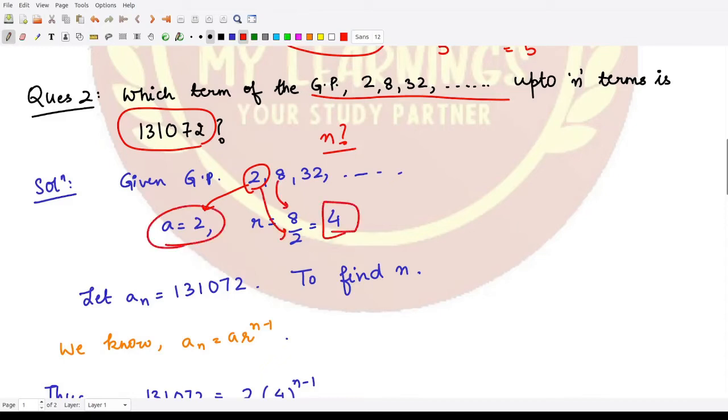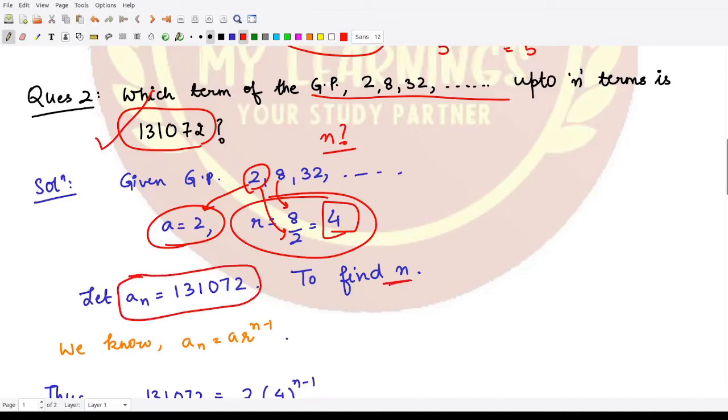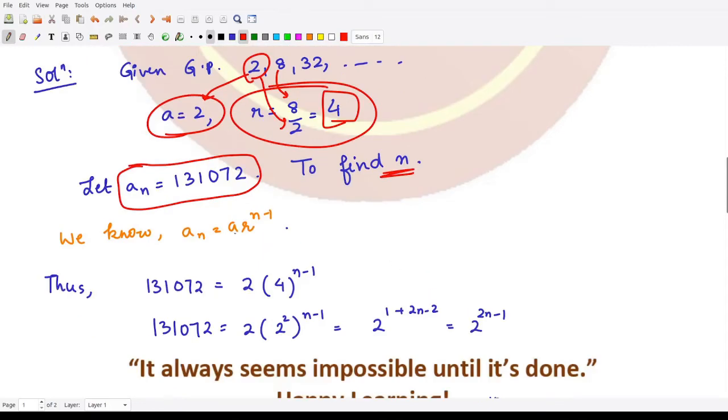Now you know the value of a and the value of r. In order to determine the value of n, we assume that the nth term is this one, and we will find the value of n from it. Now we know the formula a_n equals a r raised to power n minus 1. So the value of a_n we have assumed to be 131072. a is 2, r is 4, and we need to determine n, so we will keep n as such.